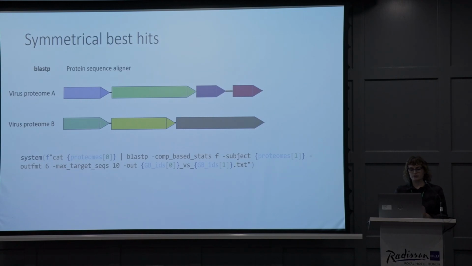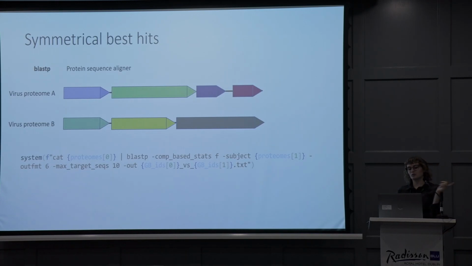So what we are trying to implement is this concept of symmetrical best hits. I don't know if anyone is familiar with BLAST. BLAST is a sequence aligner. So you have your virus proteome A here, and this first blue segment is a protein, and there are 4 proteins in this whole proteome, and there are 3 in virus B. So symmetrical best hits is a way of comparing the relatedness between these proteins.